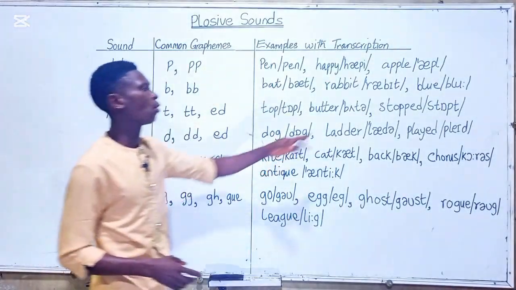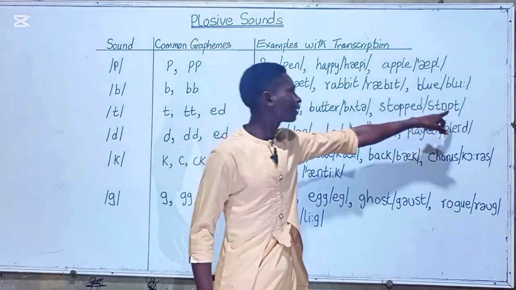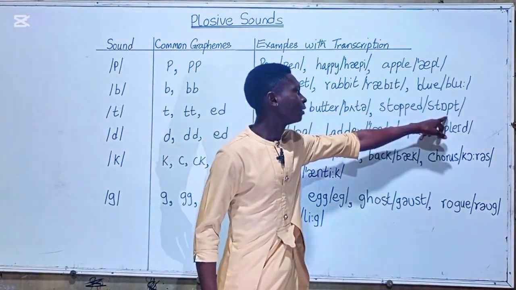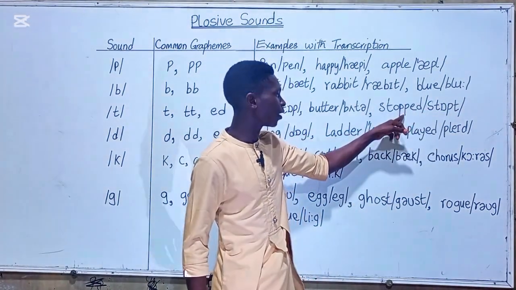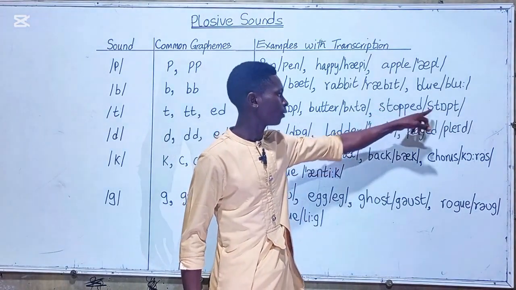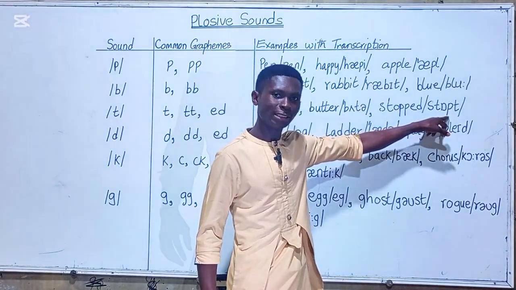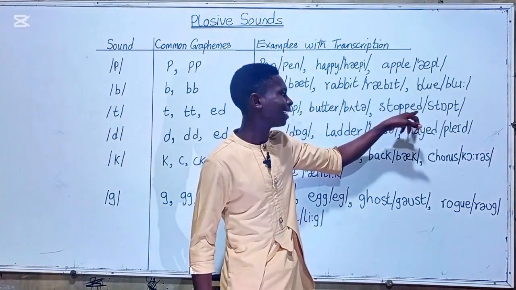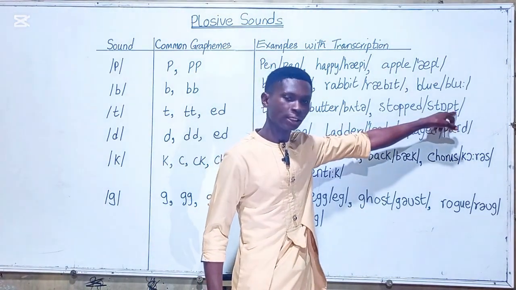Looking at the example, we have the word stopped. The sound before the ed is p. We have p in stopped. We have p before t, and p is voiceless. Hence, we realize the ed as t, which is equally voiceless.